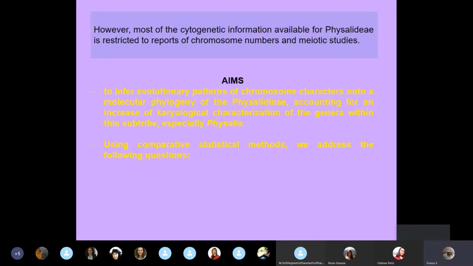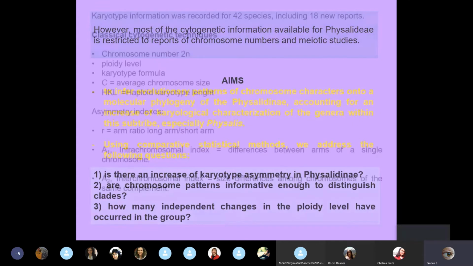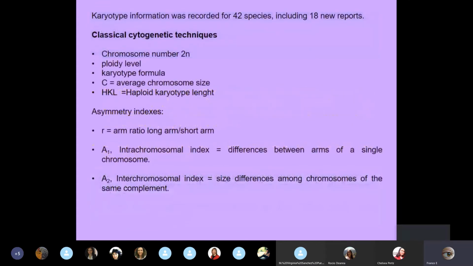Using comparative statistical methods, we addressed the following questions. Is there an increase of karyotype asymmetry in Physalidae? Are chromosome patterns informative enough to distinguish clades? And how many independent changes in diploid level have occurred in the group? To do so, we compiled karyotype information for 42 species, including 18 new reports.